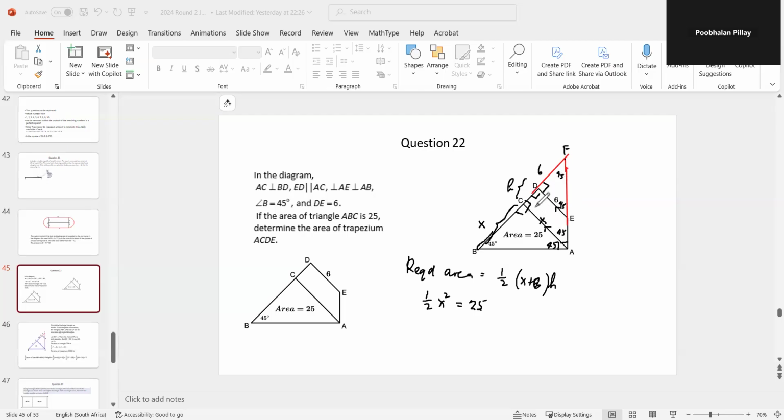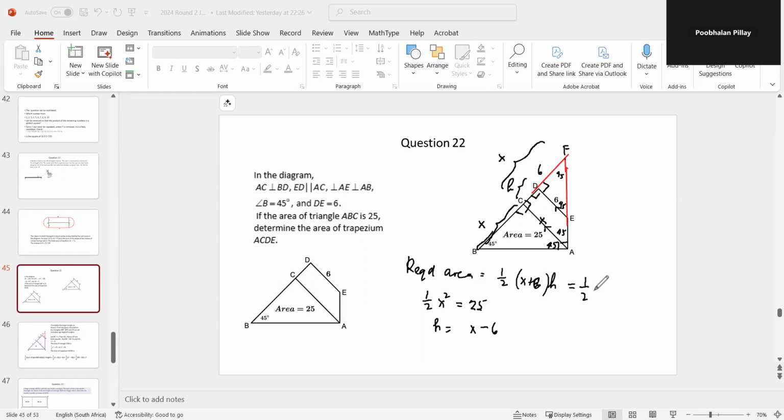But AC is equal to X. So this entire thing is also going to be equal to X. Now that gives you H, you see. H plus 6 is X. So H is equal to X minus 6, because when you add these two, you're going to get X. So this area here, the required area, we can now replace the H.